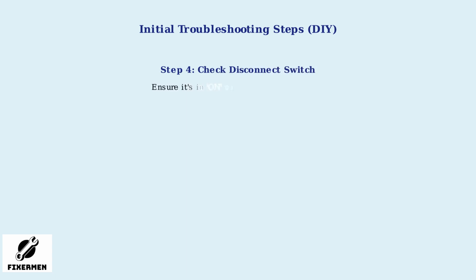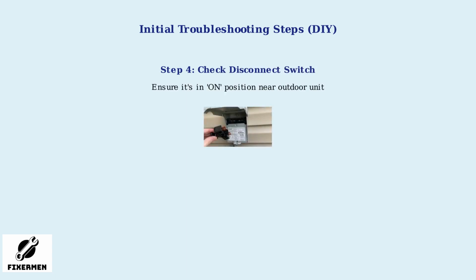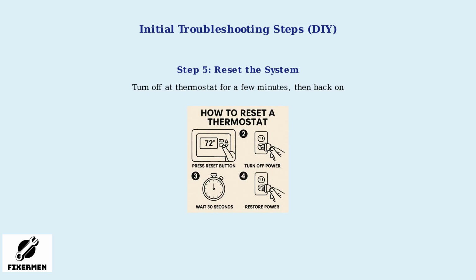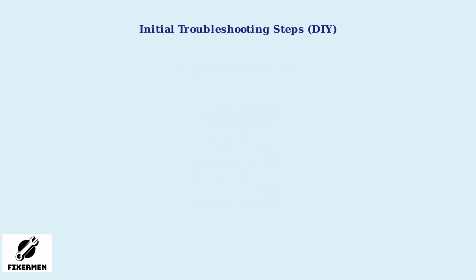Then ensure the disconnect switch, usually located near the outdoor unit, is in the on position. Finally, try resetting the system by turning it off at the thermostat for a few minutes, then turning it back on. If the E3 error persists after trying these steps, it's time to call a professional technician for further diagnosis.